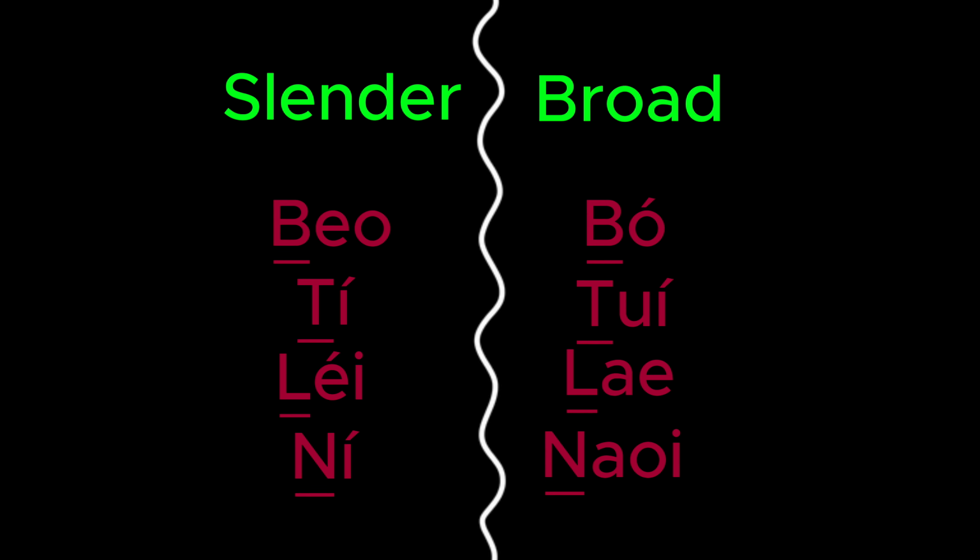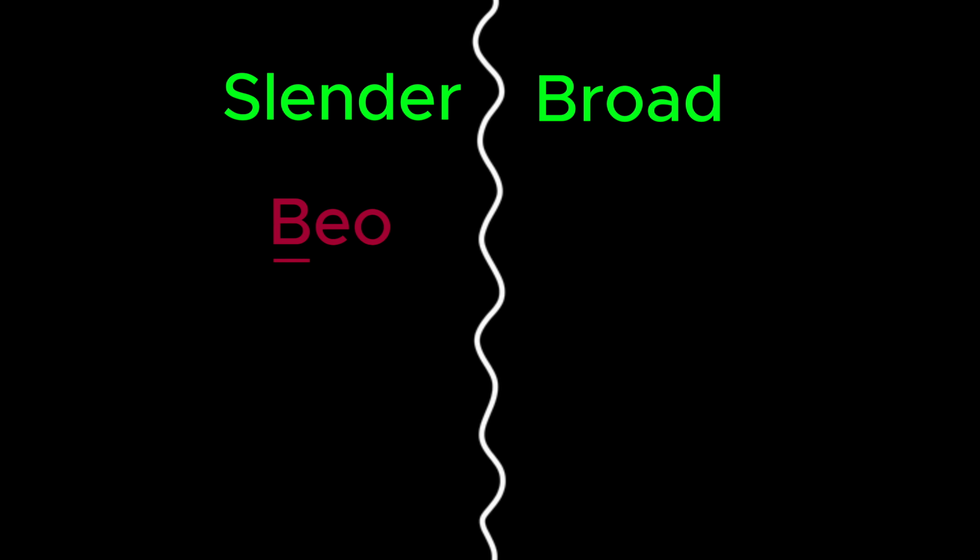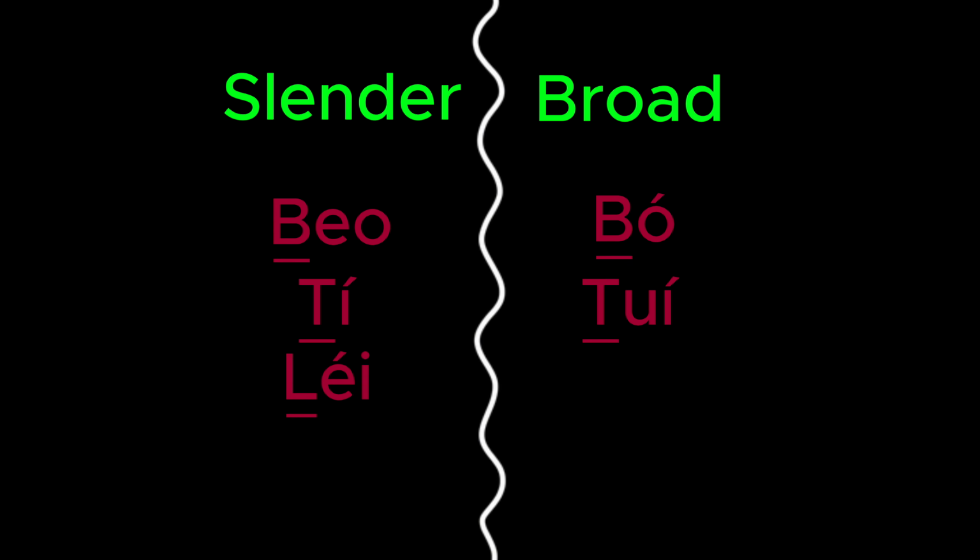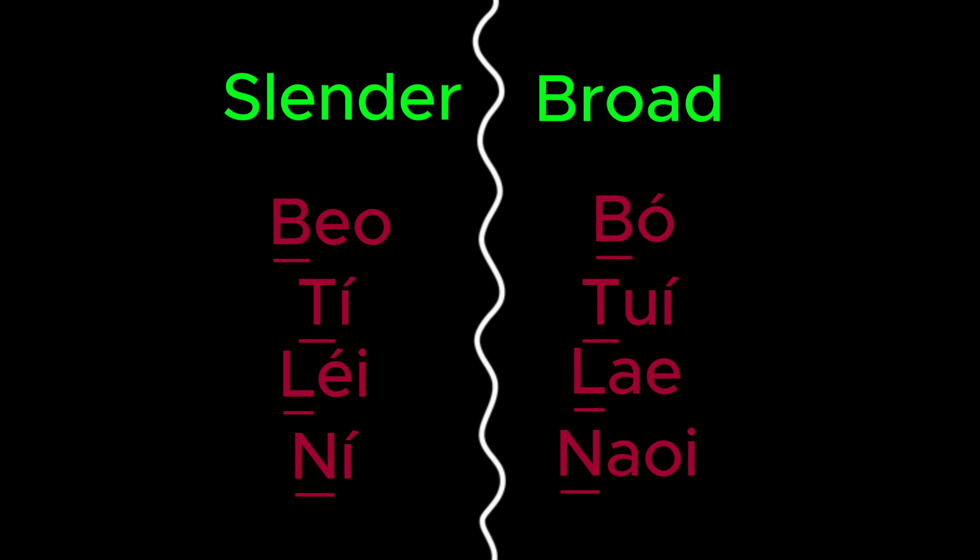Let's listen to the word pairs again. We'll slow down the audio and we'll pay close attention to the slender versus broad quality of the first consonant of each word. Dó, Bó, tí, lay, knee.